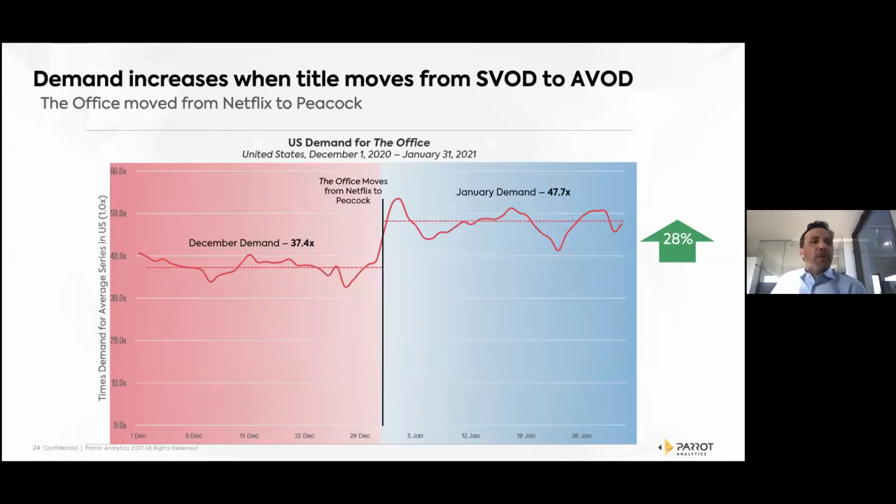So for example, we looked at The Office. It used to be on Netflix and on January 1st of this year, it actually transferred to Peacock. And when that happened, what we see right away was a jump in the demand. So signaling that you're exposing this all-time classic to a different type of audience. So that's driving more demand, is becoming more popular. So in this case, this is actually a gain for the title.